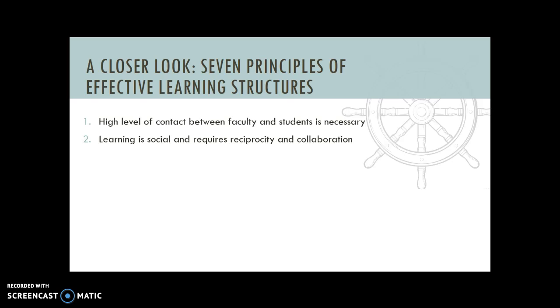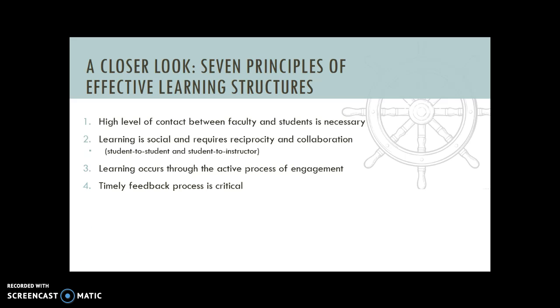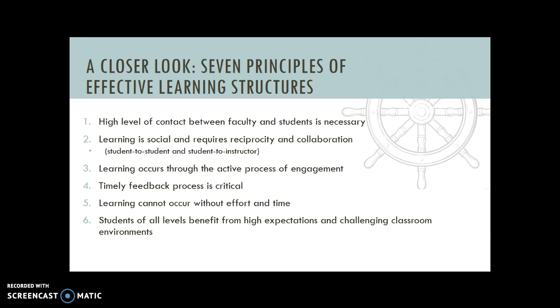The first of the 7 principles is a high level of contact between faculty and students is necessary. The second is learning is social and requires reciprocity and collaboration, which means we really need high levels of student-to-student and student-to-instructor engagement. Which leads us to the third one, learning occurs through the active process of engagement. Timely feedback is also very crucial and critical to the educational process. Learning cannot occur without effort and time. Students of all levels benefit from high expectations and challenging classroom environments. And the final principle of the online learning model is that all learners are unique, and we must respect and support diverse ways of knowing and learning.